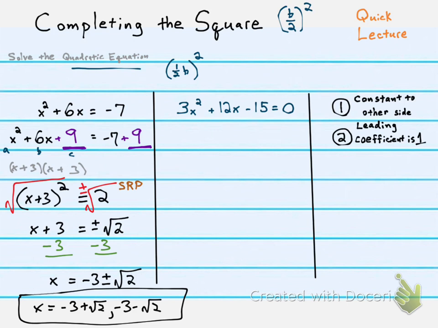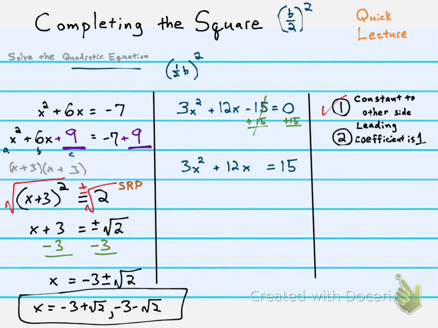What we're going to do is instead of a minus 15, we're going to do plus 15 on both sides, both sides of the equal sign. Negative 15 plus 15 is 0. So now I have 3x squared plus 12x equals 0 plus 15, which is 15. The constant is now on the other side.